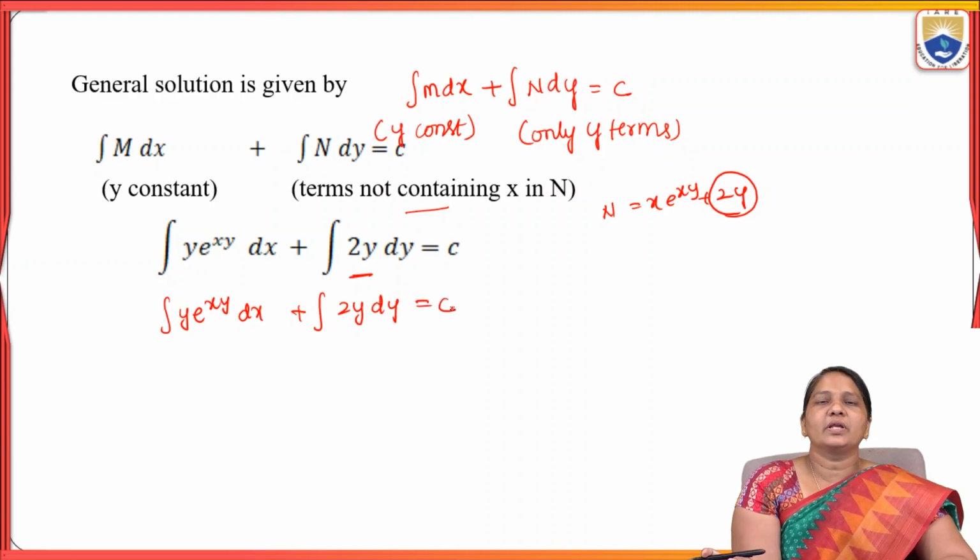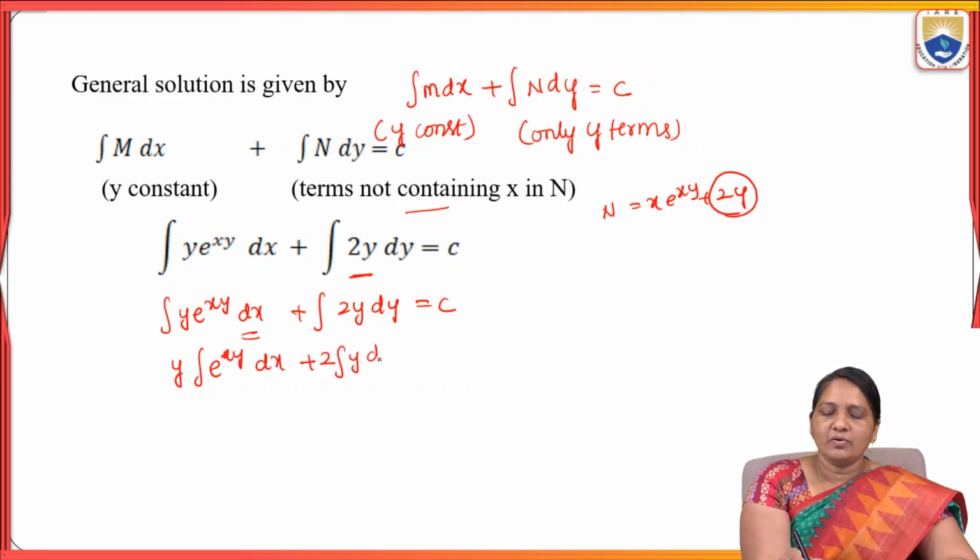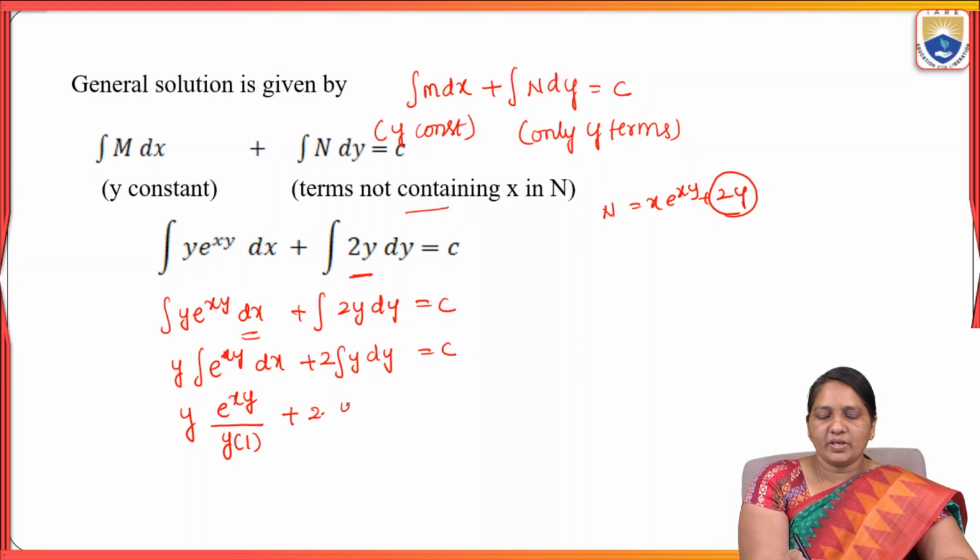So now I am doing the integration here. I am doing it with respect to x, so y is the constant. So integral e power xy dx plus, 2 is the constant, integral y dy equal to c. Here the integral of e power xy with respect to x is e power xy divided by y, since y is the constant, plus 2 into the integral of y, which is y square by 2, equal to c.